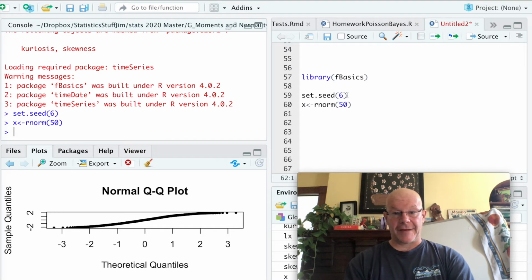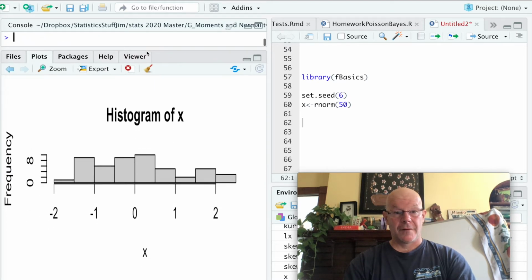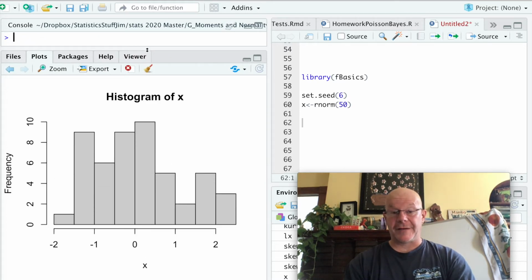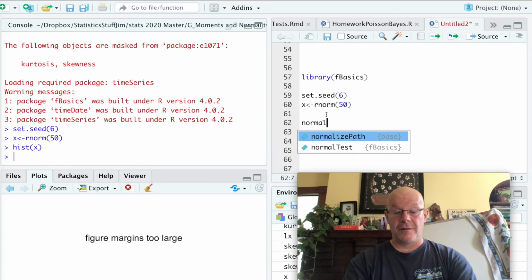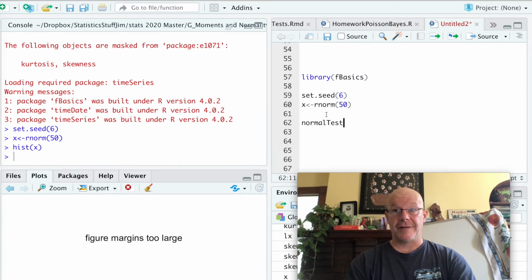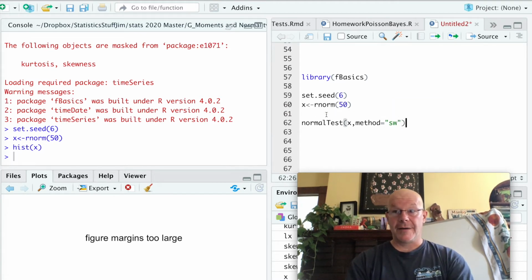And now I can test whether or not these data are normal or not, right? We know that the underlying sampling distribution was normal because, again, we simulated it. We are the omnipotent beings. We know everything. And so let's test for normal. I'm going to say normalTest is the name of the function that's in the fBasics package. I'm going to give it the data, and then I have to tell it what method I want it to use. The method that I am going to use is SW, which stands for Shapiro-Wilk. And so I go ahead and do that.